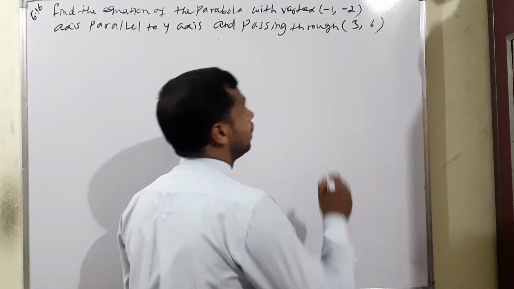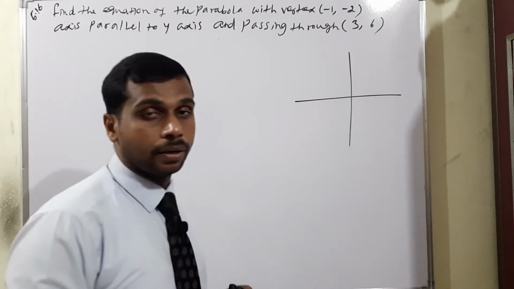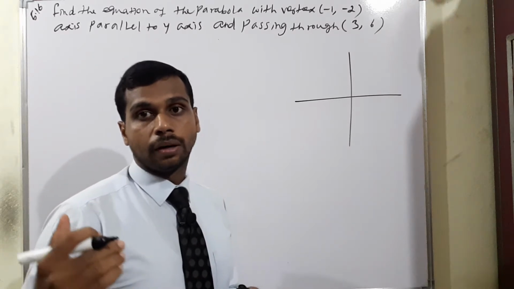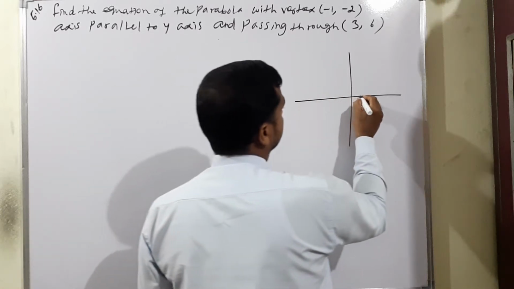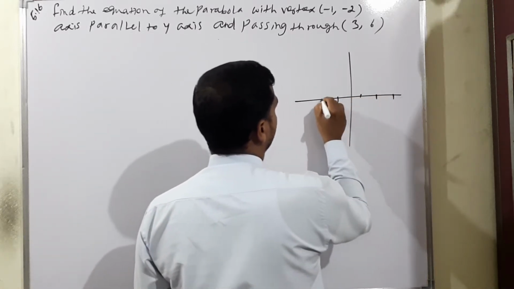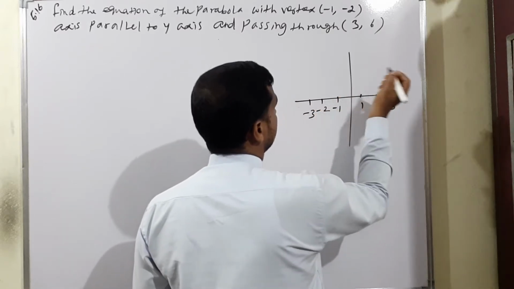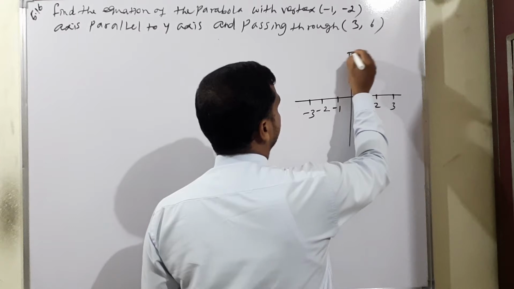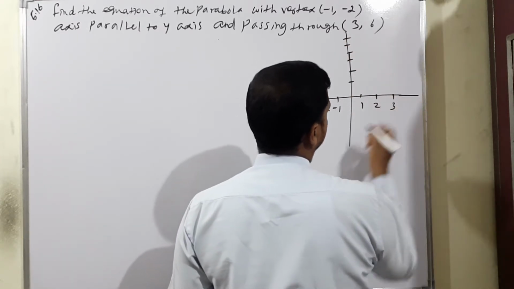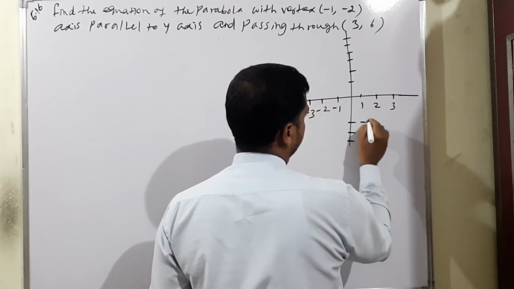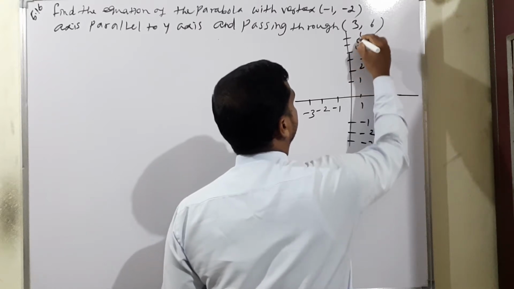First, we have to identify which type of parabola this is, whether it opens upward or downward, or to the right or left. Looking at the quadrants, positive 1, 2, 3 and negative 1, 2, 3 on both axes, the points lie as marked.